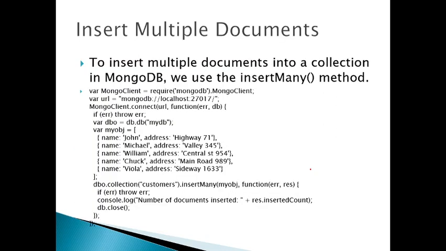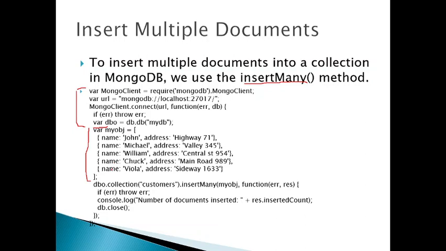Now we will see, if we have to insert multiple documents into the database, those documents or objects should be in an array. Let's see. To insert multiple documents into a collection in MongoDB, we will use the insertMany command. The insertMany function will insert many objects at a time. You can see the same code of database connectivity here, and we have replaced one object with an array of objects. We have created an array of objects. Here we have name, address, and we have different objects, 1, 2, 3, 4, 5, in an array.